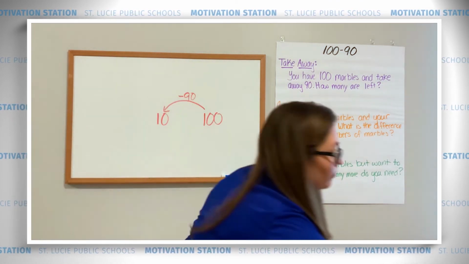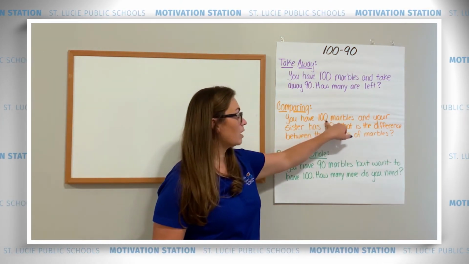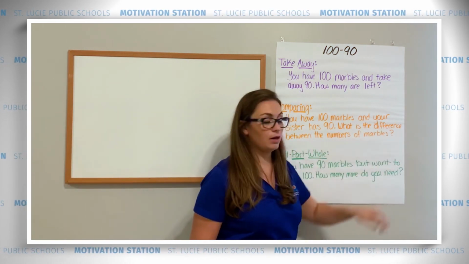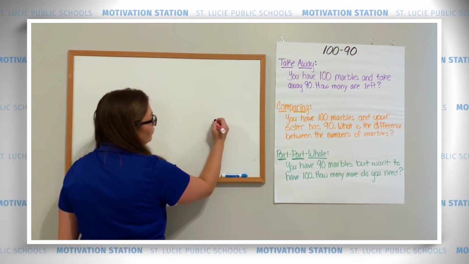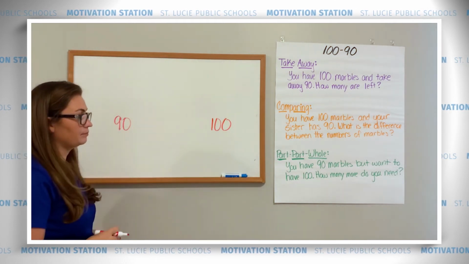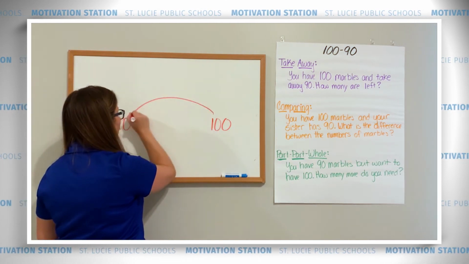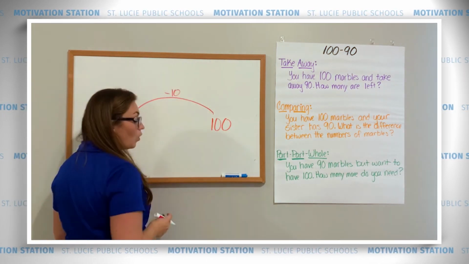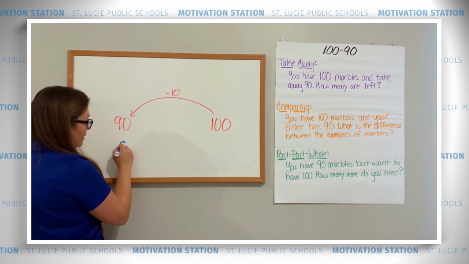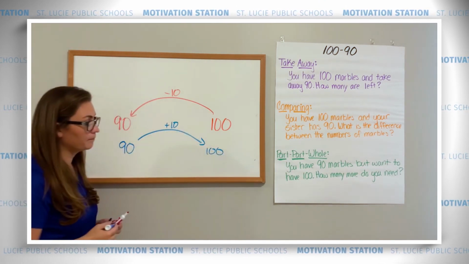For comparing problems, you have 100 marbles and your sister has 90. What is the difference between the numbers of marbles? You have 100. Your sister has 90. We're trying to find the difference between. You can solve this with subtraction, going minus 10. Or you can solve this with addition, going the other way. 90 plus 10 equals 100.